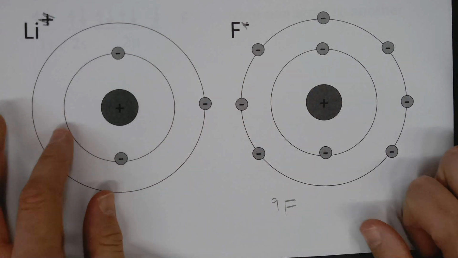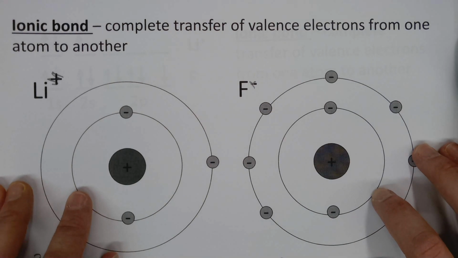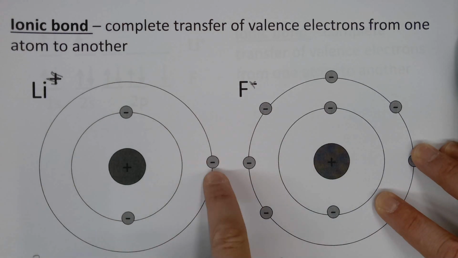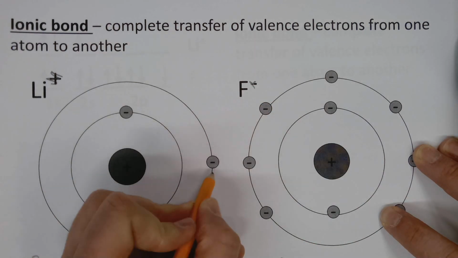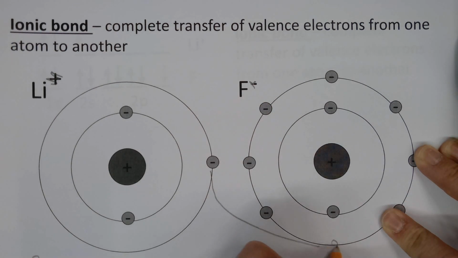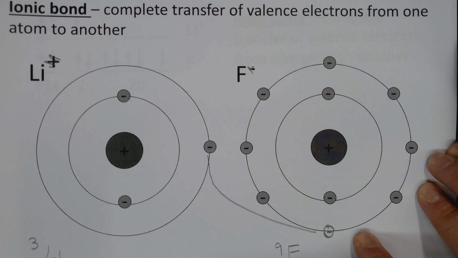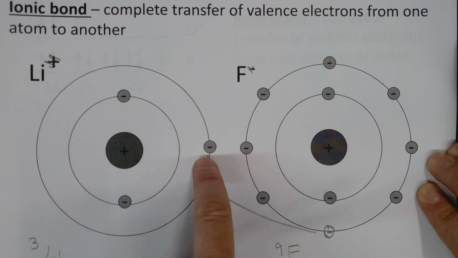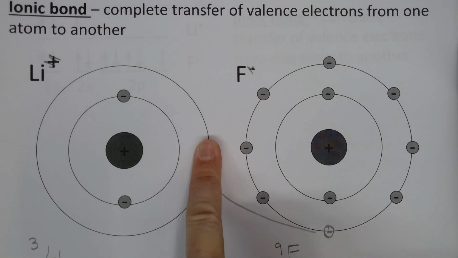So in an ionic bond, we just have a complete transfer of the valence electrons from one atom to another. If lithium gives its electron to fluorine, then fluorine now has a full valence shell in the second energy level. And if lithium gives its electron away, now its valence energy level is the first level, and it's full. It has 2.